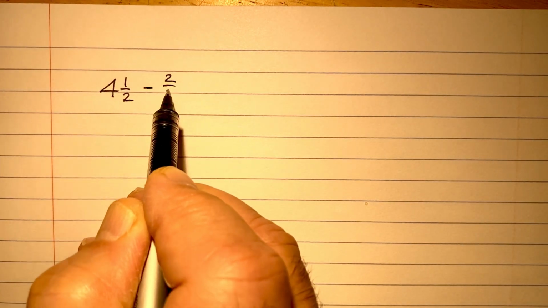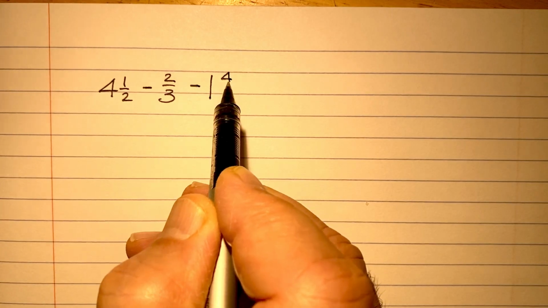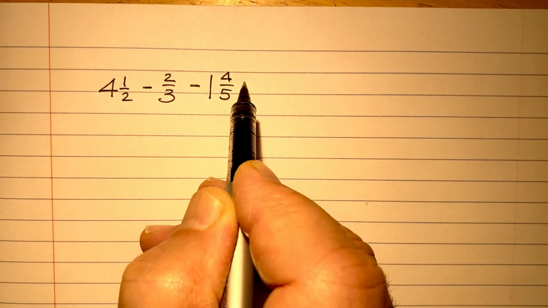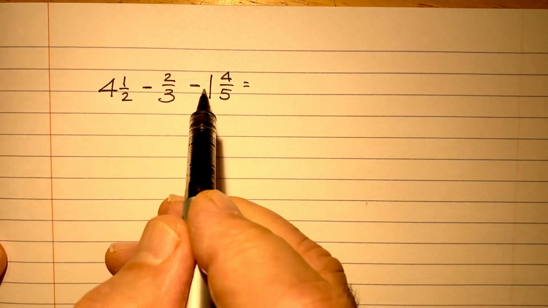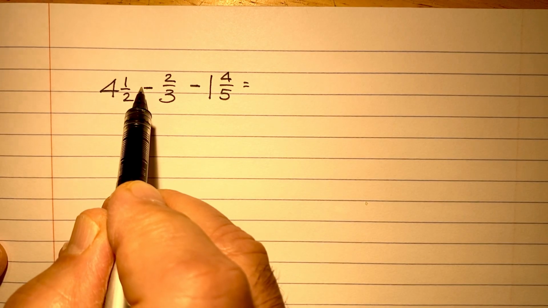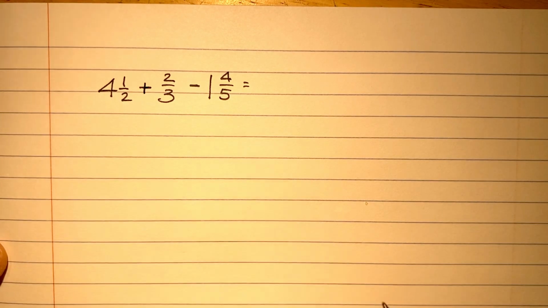Let's do a more complicated question involving a mixed number, a proper fraction, with addition and subtraction all together. Here we go. So we have 4.5, take away 2/3, minus 1 4/5. Maybe we can make one of these plus, so we have a combination of plus and minus.